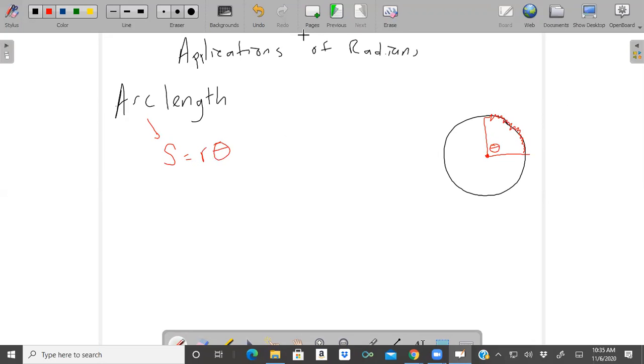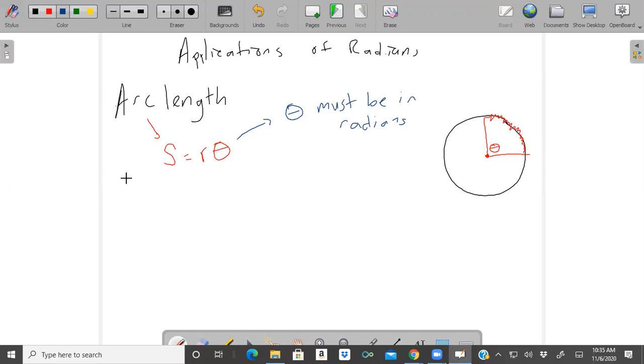And now a big thing, and this is something that happened last year, I don't know if you guys remember this or not, but theta must be in radians. It has to be in radians. If it's not in radians, this will not work. If you leave it in degrees, it does not work.